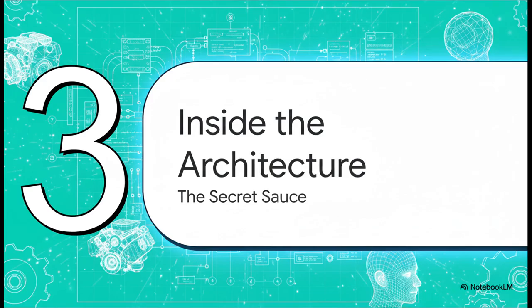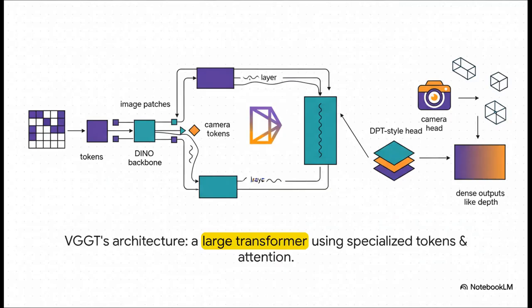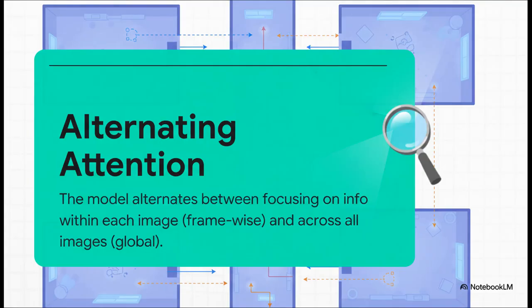Okay, let's pop the hood and get into the architecture, because this is where the real secret sauce is. At its core, VGGT is a beefy 1.2 billion parameter transformer. It kicks things off using a DINO vision backbone to chop up all the images into little pieces, or tokens. Then, and this is clever, it adds a special camera token for each image. All of these tokens, image parts and camera placeholders, get thrown into the transformer's attention layers to mix and mingle. And at the very end, a couple of specialized heads read the output and spit out the camera poses and all the dense 3D information. But the absolute key innovation here is this idea they call alternating attention.